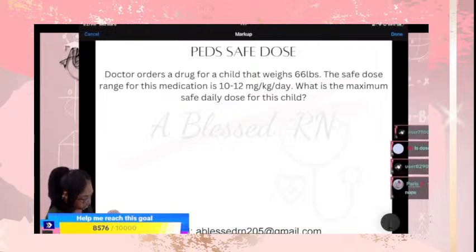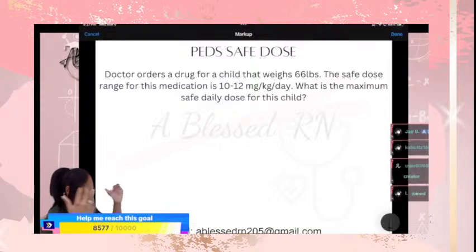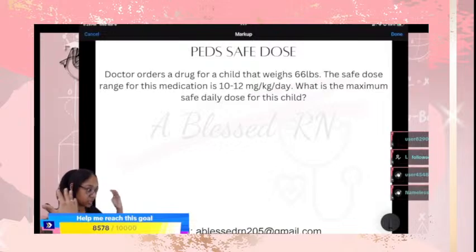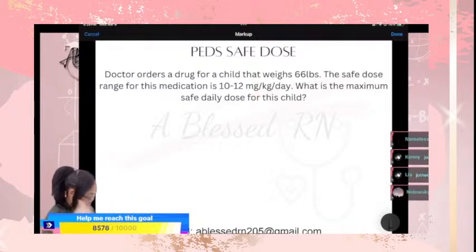Okay, so this says that the doctor orders a drug for a child that weighs 66 pounds. Safe dose range for this medicine is 10 to 12 milligrams per kilogram per day. What is the maximum safe daily dose for this child? So we are just finding out the safety net, the range, the green zone that they can receive. If it's outside the green zone, meaning it's less than or more, then it's either not enough or it's going to be toxic.